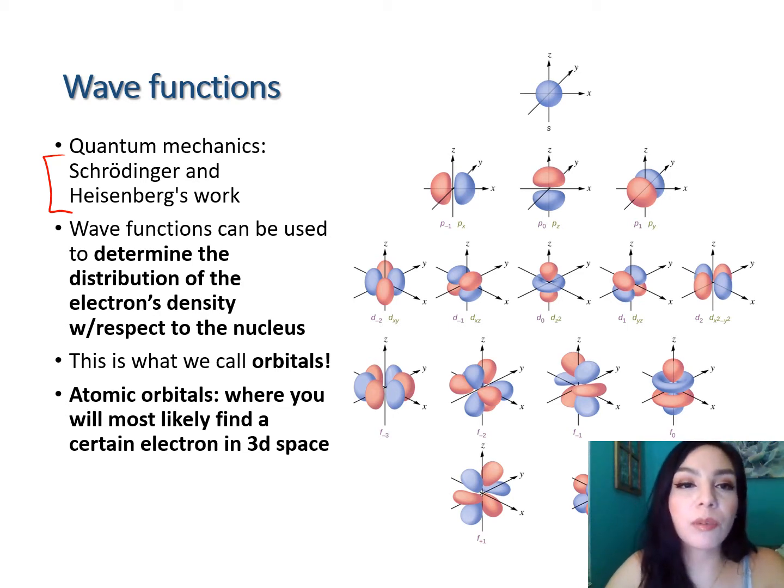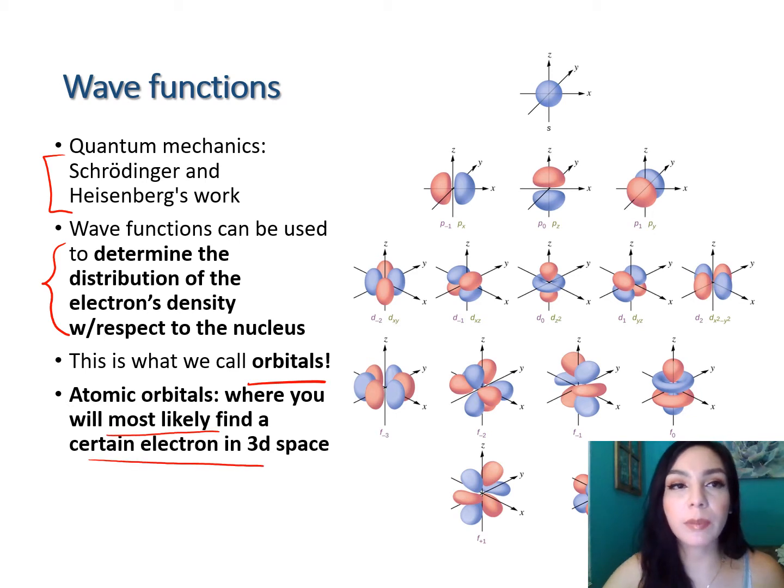So wave functions are what we use to determine the distribution of the electron's density with respect to the nucleus. So it's the math behind determining where an electron most likely will be. And what we call that area of where it will be, the electron density, is orbitals. So atomic orbitals are where you will most likely find a certain electron in 3D space. This diagram right here shows you a bunch of different orbitals, but we're going to break it down step by step.